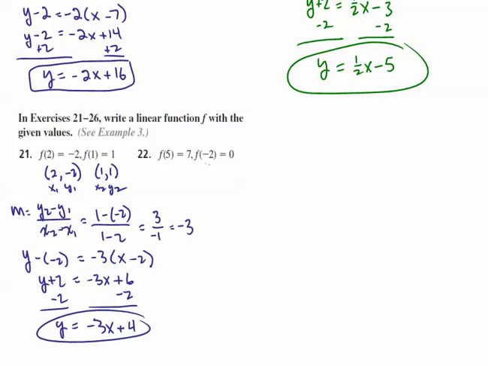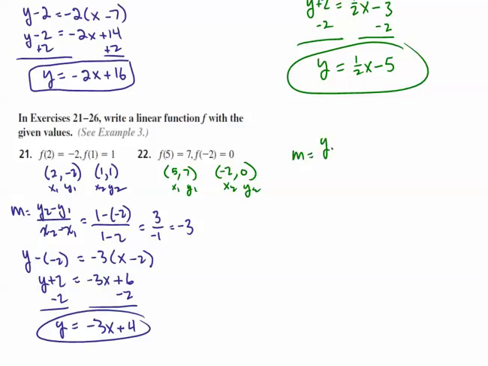First thing we're going to do, translate. F of 5 equals 7 means when x is 5, y is 7. F of negative 2 equals 0. When x is negative 2, y is 0. x1, y1, x2, y2, and we begin.